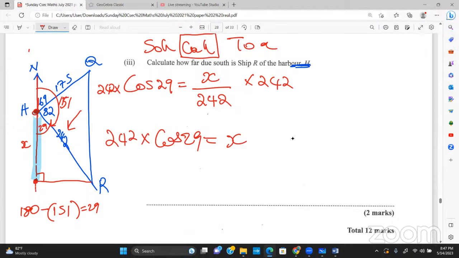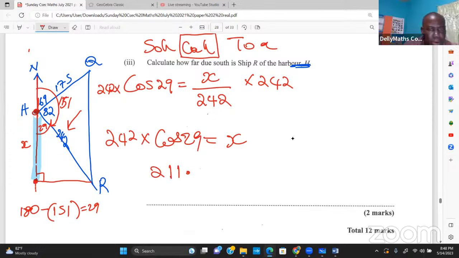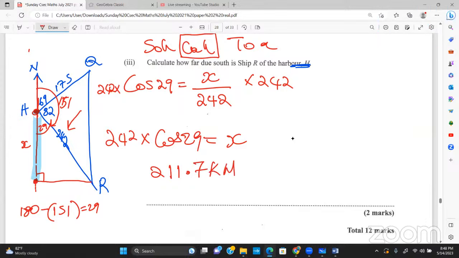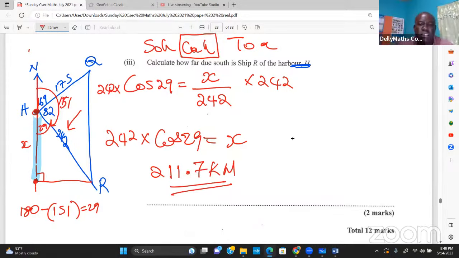I'm getting 211.65. I'm going to say 11.7 kilometers, rounding up to 0.7. So this is how far due south it is. If you come down 11.7, you're going to line up so that you could just walk across east and connect with R. This is how these questions are. 12 marks for this.